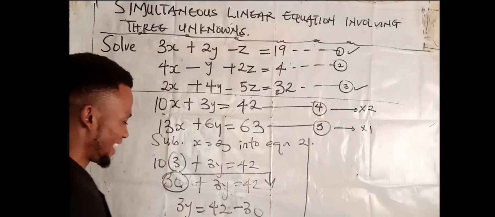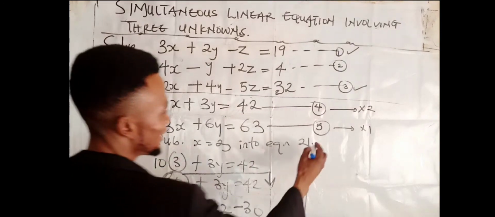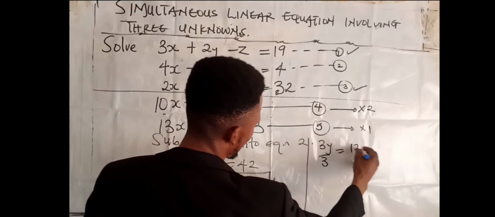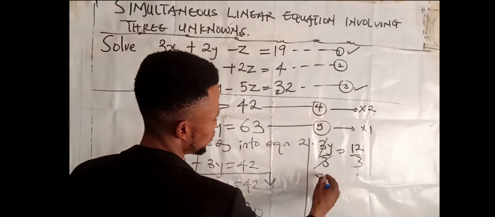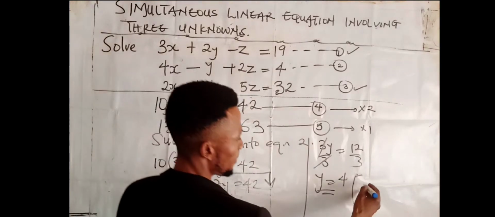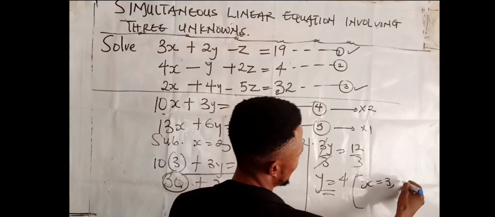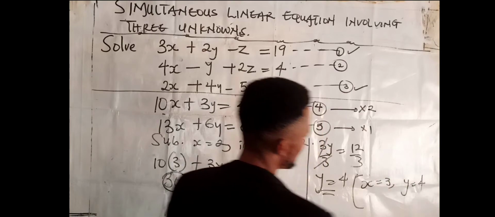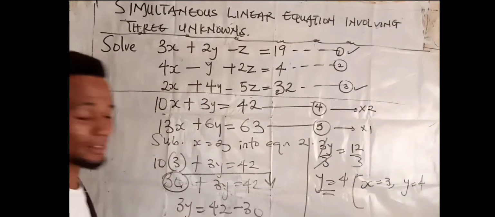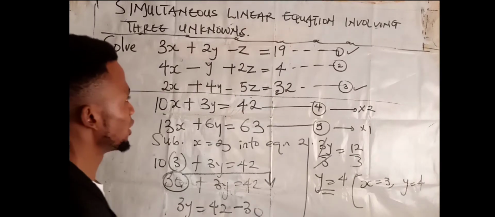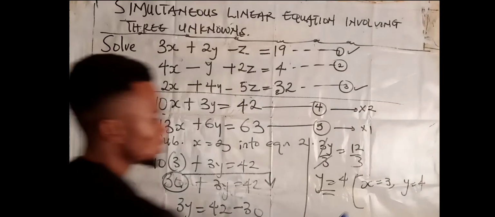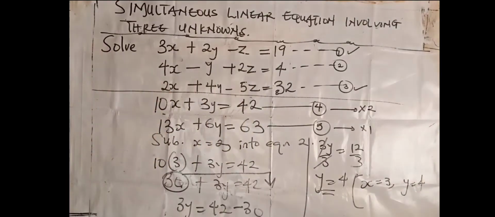Now from here, I'm going to divide both sides by 3. So this gives me 3y over 3 is equal to 12 over 3. This cancels, y is equal to 4. So therefore, my x is equal to 3 and y is equal to 4. So I've gotten my x, I've gotten my y. The next thing to do is this. You can pick any of these 3 equations and substitute these 2 there to get your z.